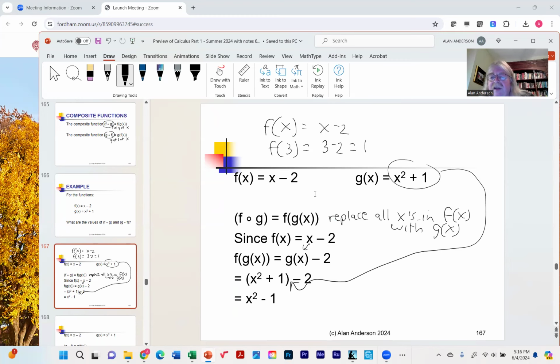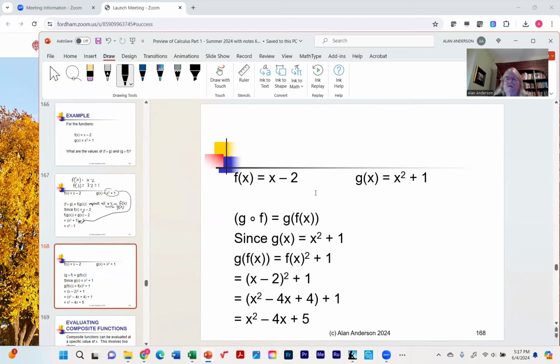And now we're going to do g of f of x, which means all of the x's in g of x are replaced with f of x. All right, so g of x is x squared plus 1. So now this f of x is squared. Now f of x is x minus 2.